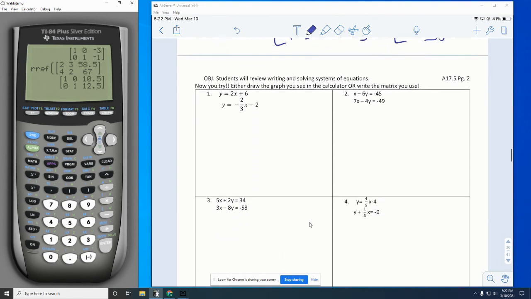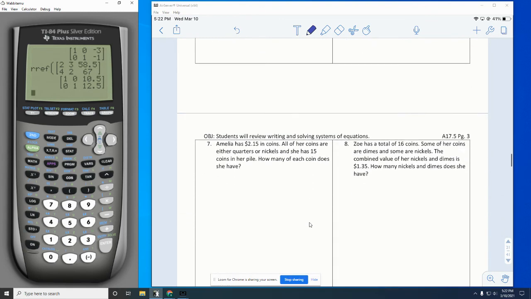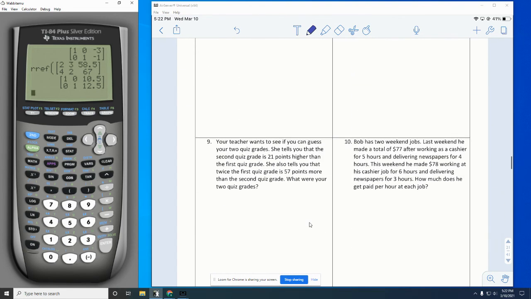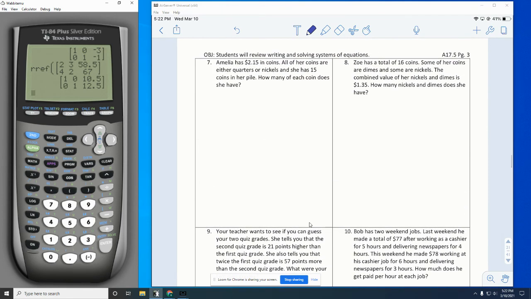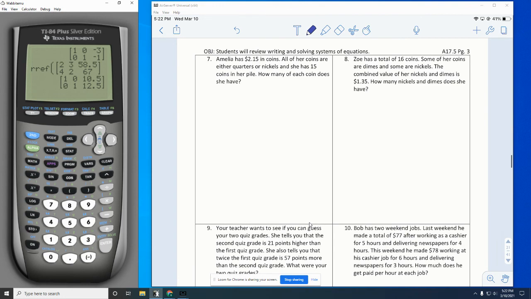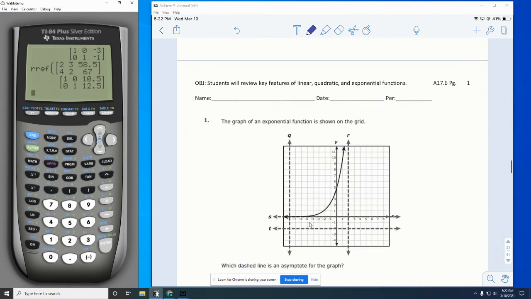So you're working on the rest of these. If they just have the equations, they just want you to solve them. If they have the words, they want you to write them and solve them. So on the back, 7 through 10, you're writing and solving. We only put 10 problems on here because we know that writing is not everyone's favorite. So make sure you are spending your time wisely and getting these done.